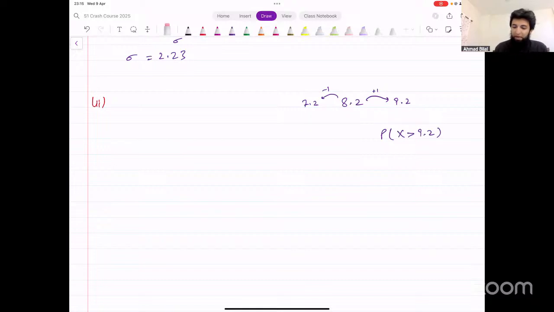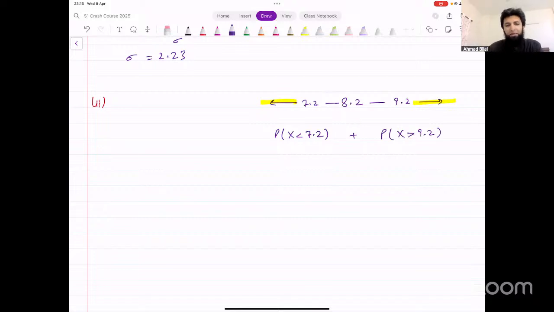So let me represent it like this now. We either have to be to the left of 7.2, either in this region or in this region. So probability of x less than 7.2 or probability of x greater than 9.2, we have to find both of these probabilities and then add them up together.